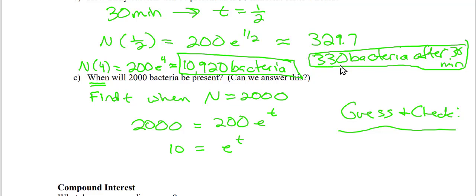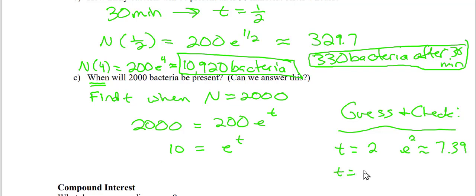Because at half an hour there were 330, at 4 hours there's almost 11,000. So 2,000 is going to be somewhere in there. So let's just try. What if we do t equals 2? I'm just going to plug that in. I get e to the second is 7.389. So that's not quite big enough. That's not 10.